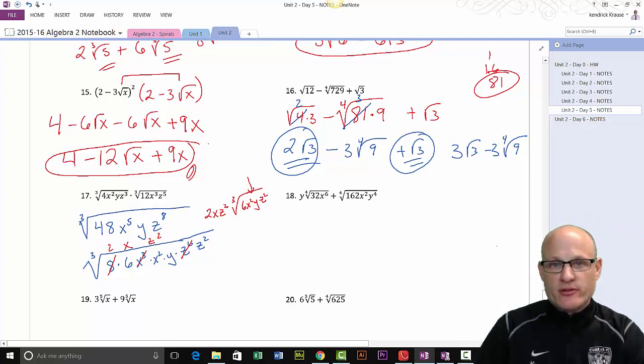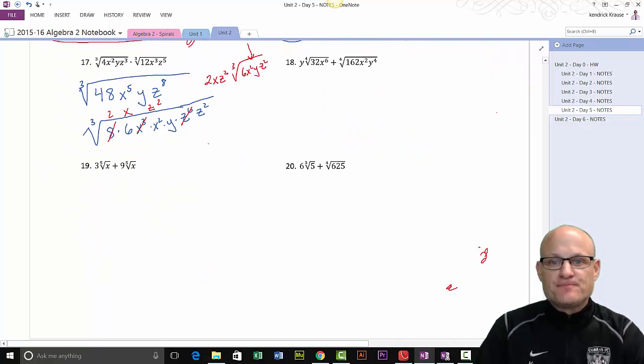What is this? And what have you done? Get it away from my big head. All right, let's try this. Now, this is adding. So in order to add, that has to match that, which it does not. Now, we're looking for perfect fourths. Remember, your perfect fourths are 1, 16, 81. Well, let's see if any one of those goes in here.